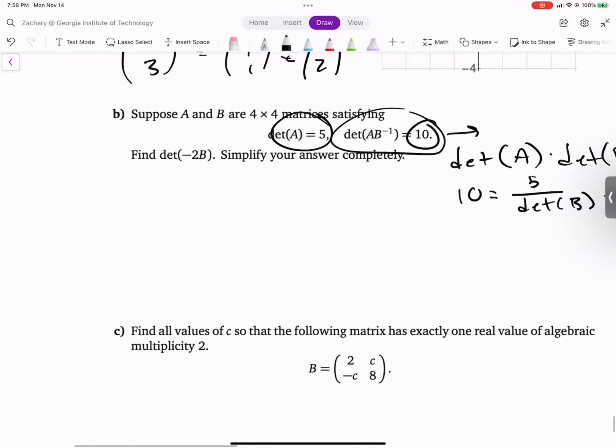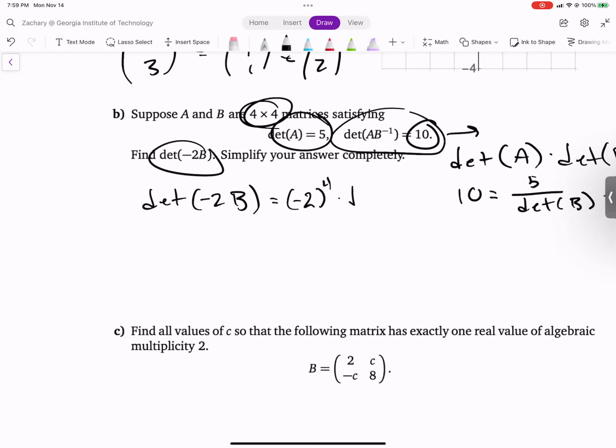Okay. So this says another thing to note is the 4 by 4 matrix. So if we have the determinant of -2 times B, how many rows are we multiplying by -2? 4. So this is equal to -2 raised to the 4th times the determinant of B, which is equal to 2 to the 4th is what? 32? 16? Oh, 16 times 1/2, which is just 8.